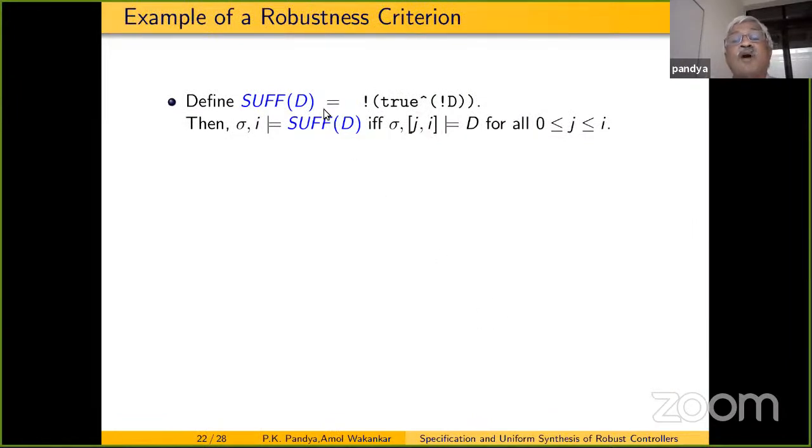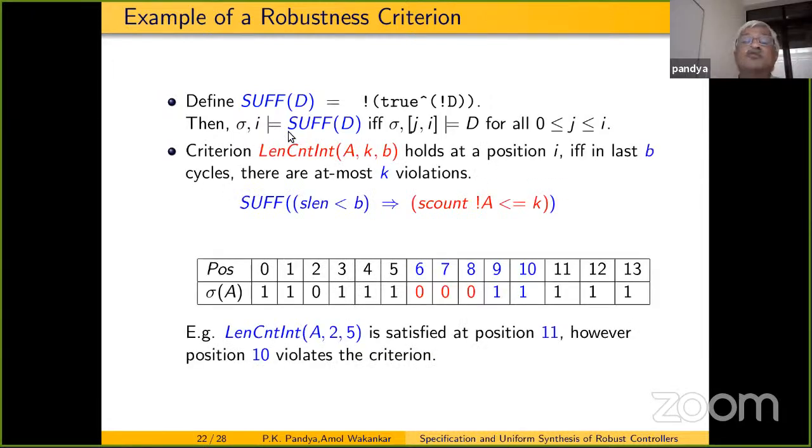Given any formula D, we can write a formula called suffix of D, as given on the right-hand side. Don't worry about what it says. It basically says that suffix of D will hold at a point i, provided all suffix intervals of the form j to i satisfy D. That is, you take a behavior up to point i and take all suffixes of that behavior. If all of those suffixes satisfy D, then my formula suffix of D is satisfied at point i. This will be useful, as you will see.